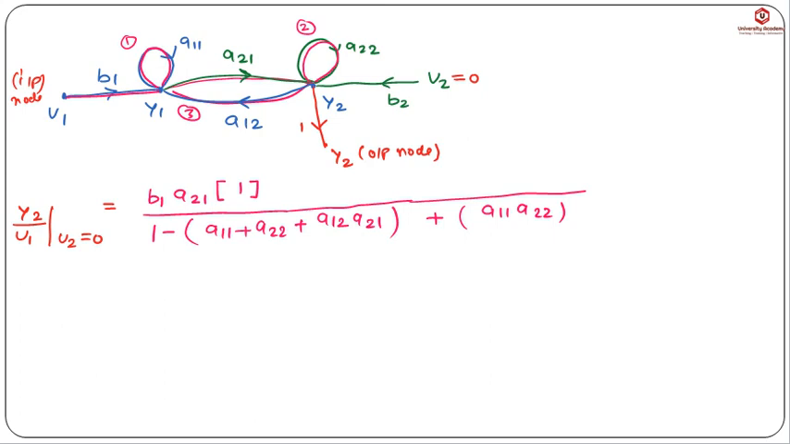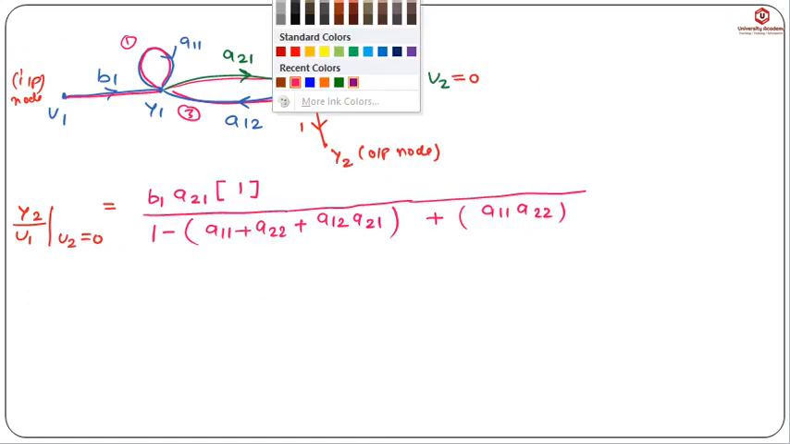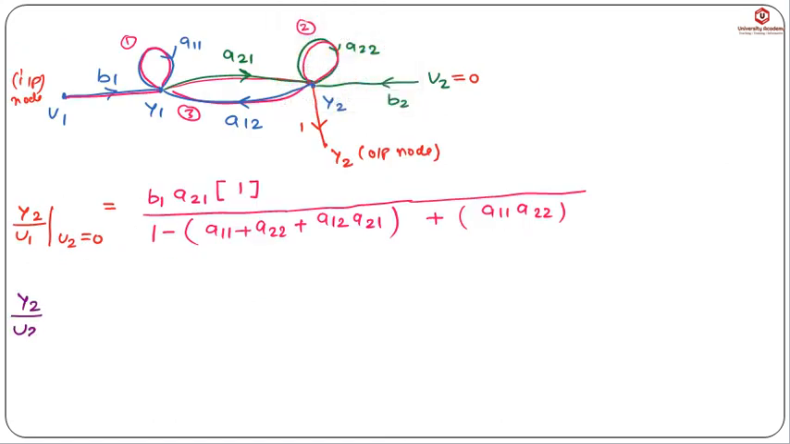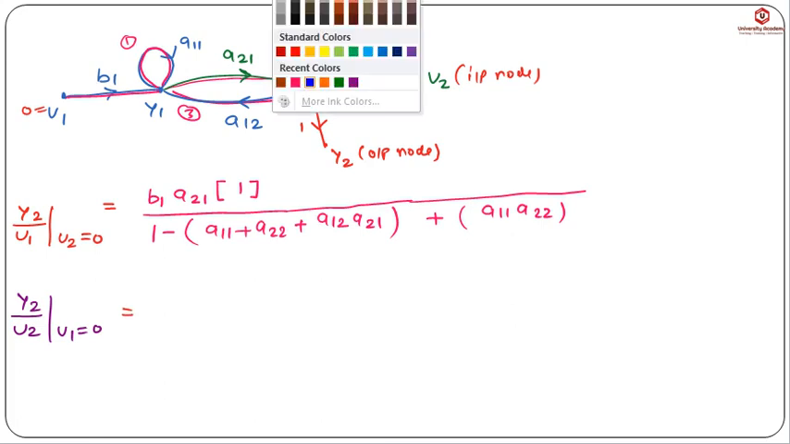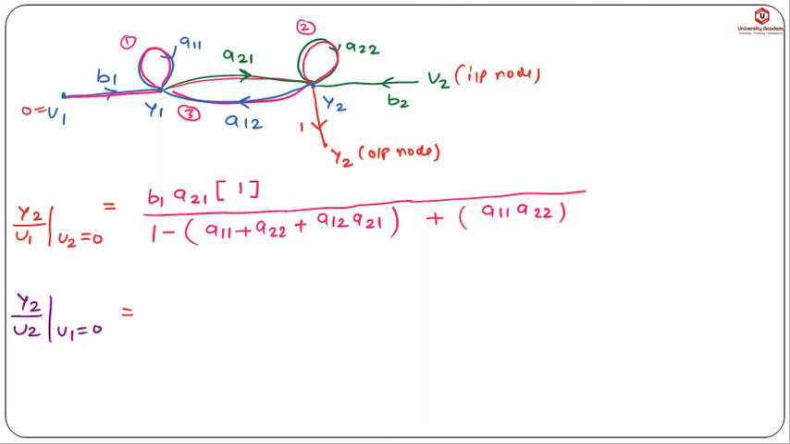Okay, so this is the value of y2 by u1 when the u2 input is 0. Then we have to calculate y2 by u2. Now we have to find y2 by u2 when the other input, that is u1, becomes 0. So we have to consider u1 to be 0, and now u2 will become the input node. Between input and output only one forward path is possible, that is b2, then we have 1. So the forward path gain is b2, but this forward path b2 into 1 is not touching the first loop.